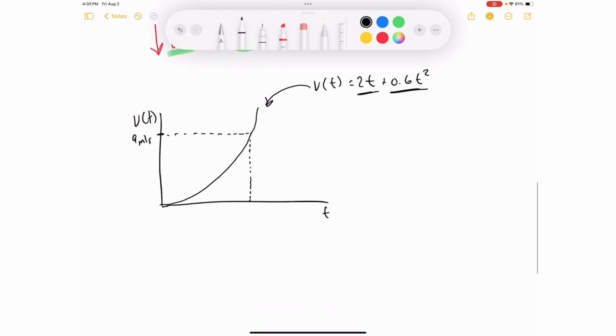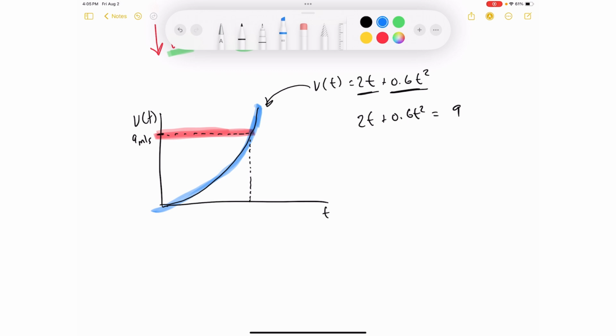So obviously you have two functions, right? This is what I typically do. You have this function here, y equals 9, and then you have this other function here, y equals 2t plus 0.6t squared. Okay, so I have these two functions, and I'm just going to set them equal to each other. That's one function, and where does that equal 9? Where do these two functions intersect?